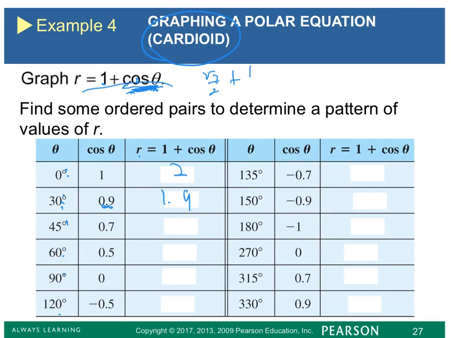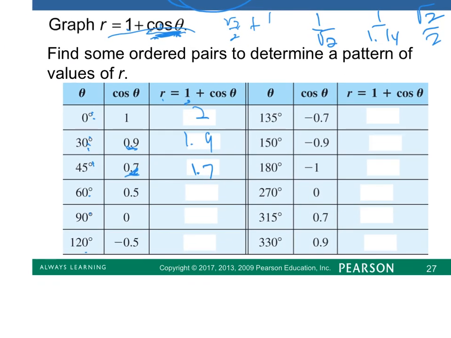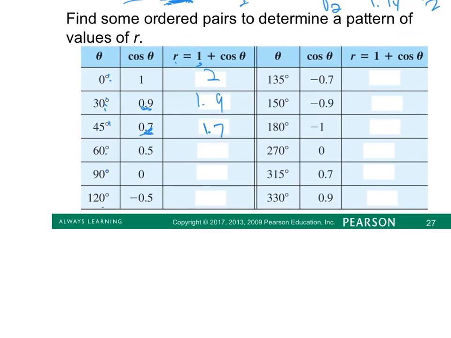Cosine of 45 is 1 over the square root of 2, or you could say square root of 2 over 2, which is around 0.7. There it is, 0.7. Add it to the 1, 1.7. Okay? So keep on going, have fun, and get your ordered pairs. Well, let's get a few more.